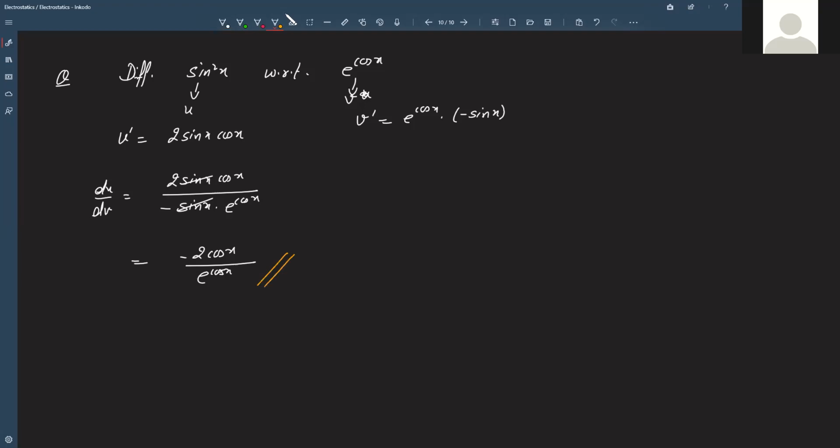Now that covers this chapter, differentiation. We have done some problems as well. Now I will send you exercise problems of the miscellaneous exercise of this chapter. Try to solve that and get back to me with your doubts whenever you have.